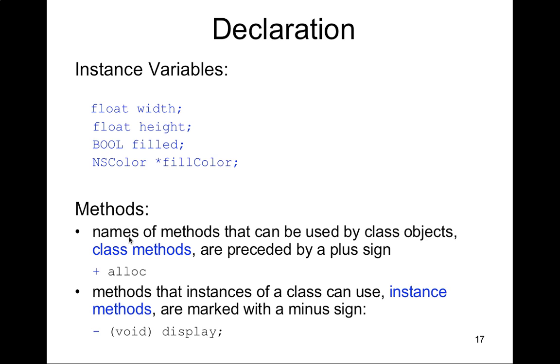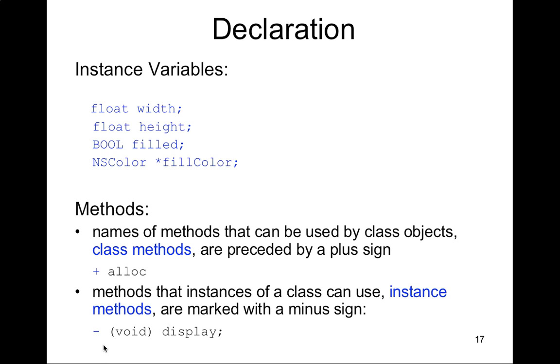So the names of methods can be used with class objects. Here we have the class methods with the plus. alloc is a class method actually. If we were to create our own alloc, which we could, but why would we want to do that? We wouldn't want to do that. That's actually preceded by a plus. And then the minus is going to be our instance methods. So most of what you're going to be doing is going to be a minus. It's always going to start out with a minus.